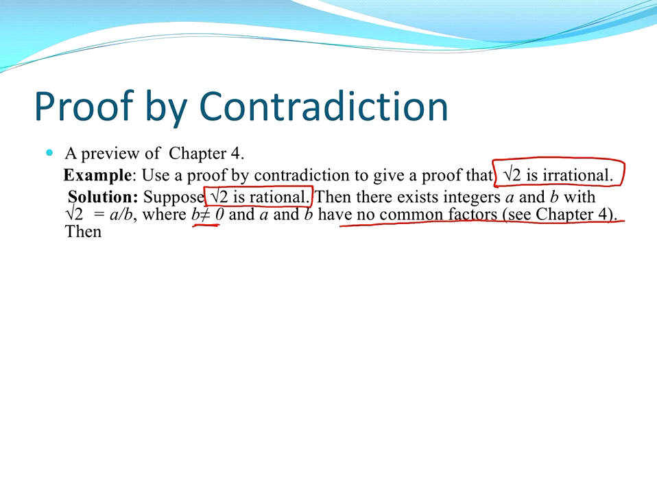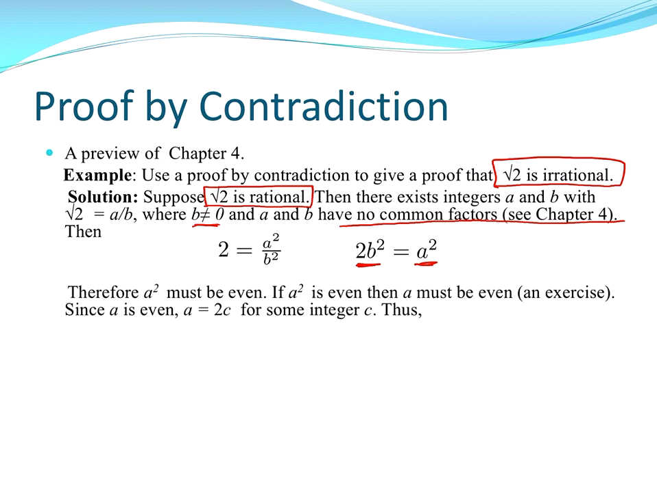They have no common factors. If I square both sides of it, I get 2 is equal to a squared over b squared. Multiply both sides by b squared, I get 2 times b squared is equal to a squared. But notice that a squared is equal to 2 times b squared, and b is an integer. So b squared is an integer. That means that a squared must be even because it's twice an integer.